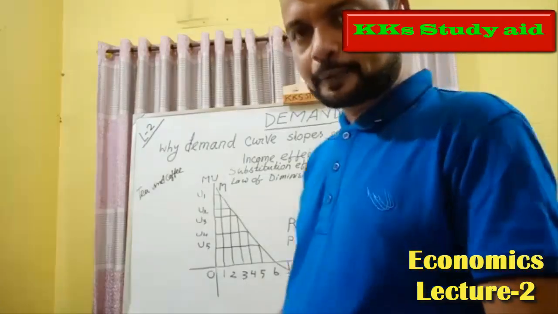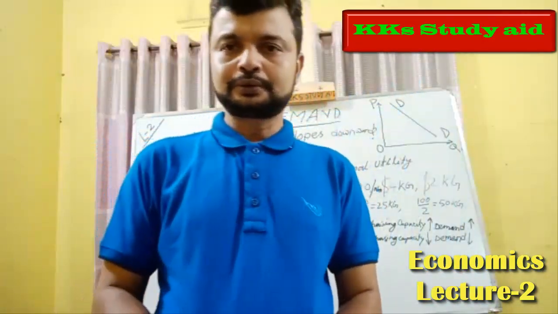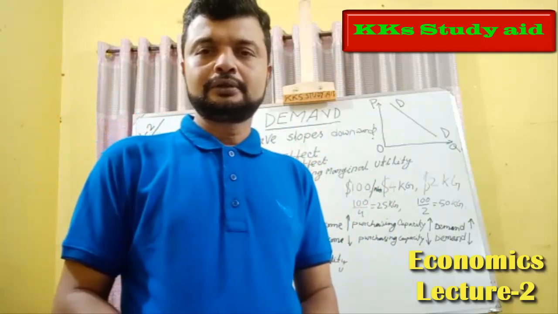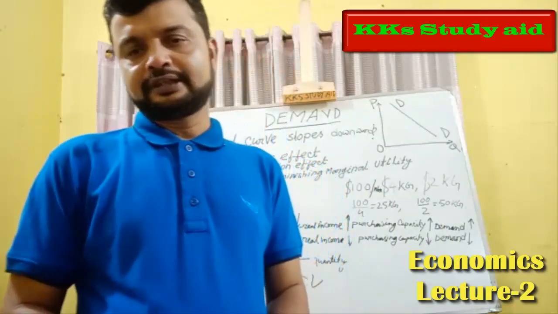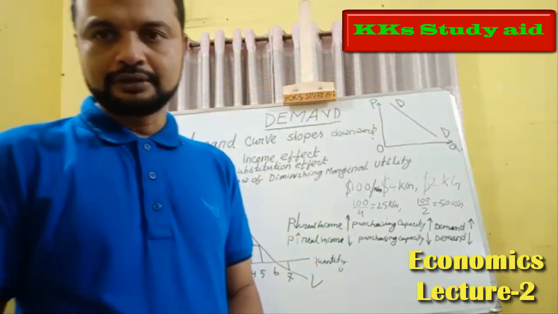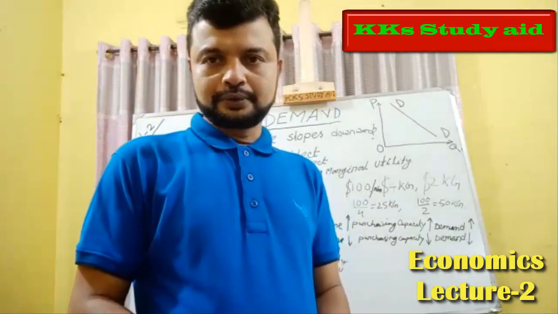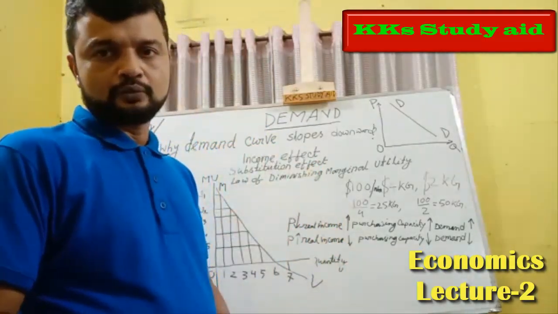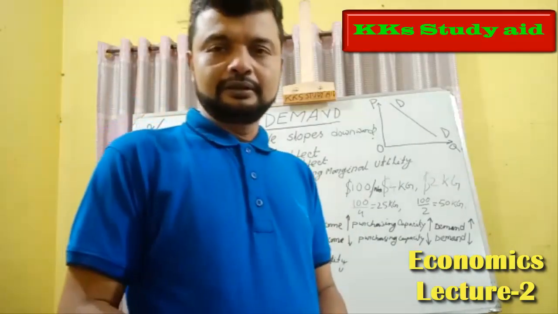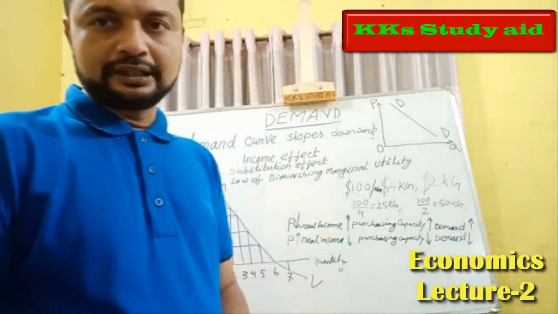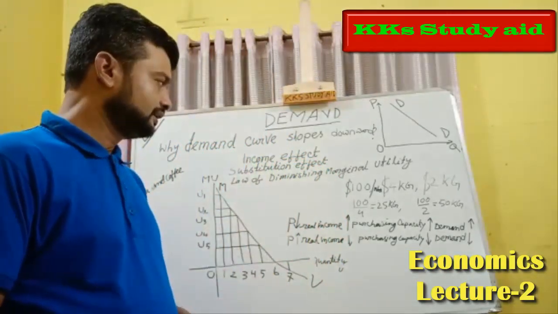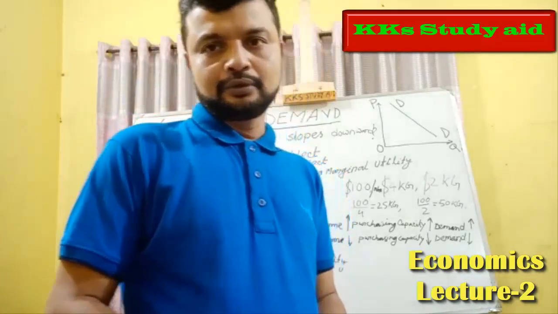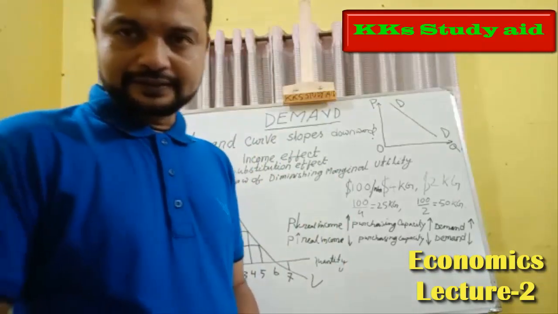If somebody asks you why the demand curve slopes downward, simply your answer is that the demand curve slopes down due to the income effect, the substitution effect, and the action of the law of diminishing marginal utility. So today we have the idea of why the demand curve slopes downward. The demand curve slopes downward due to three things: the income effect, the substitution effect, and the law of diminishing marginal utility. So dear friends, I think that you are very much clear about this and you have got the idea.